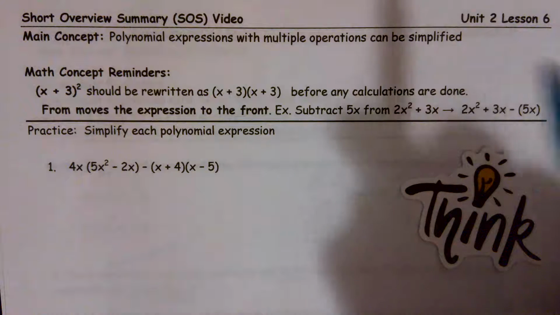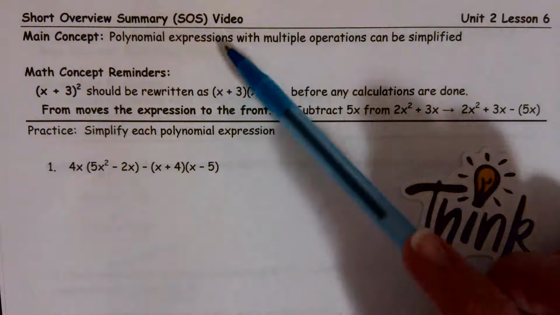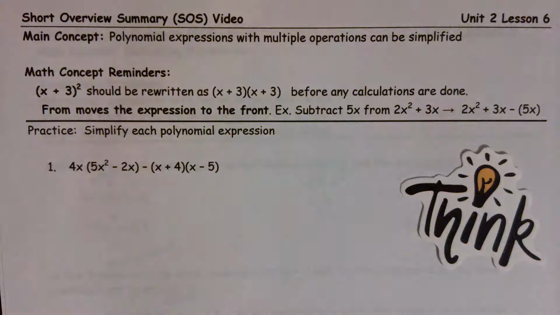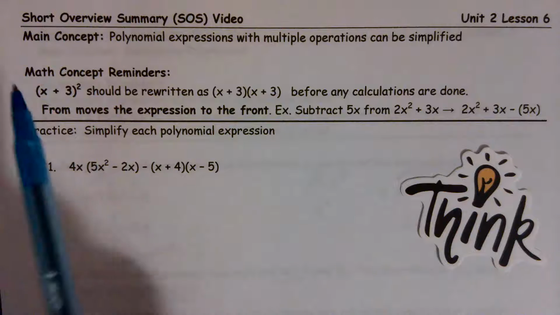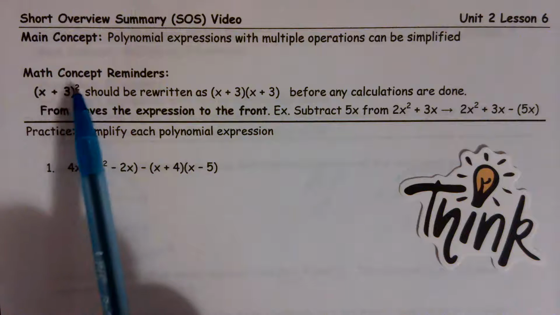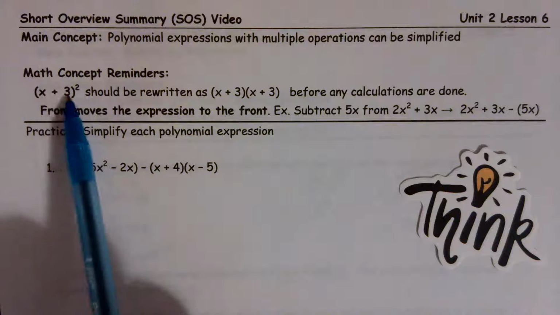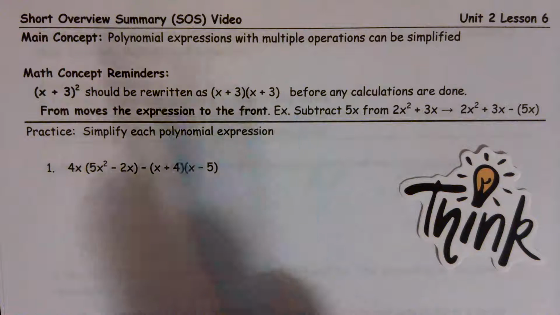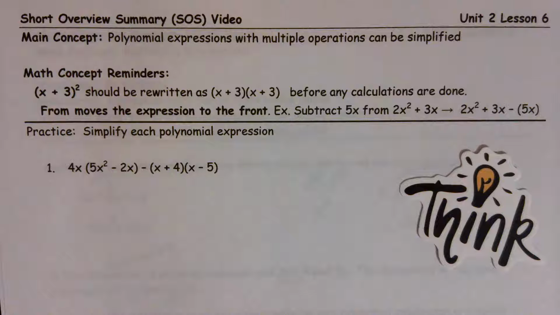This SOS video is on polynomial expressions with multiple operations. And as shown in the previous lessons, we can simplify those expressions. Just as a reminder, if I see a binomial to a power, I should write that binomial as a factor that many times. So x plus 3 to the second power means I write x plus 3 as a factor 2 times. And then you do the calculations.